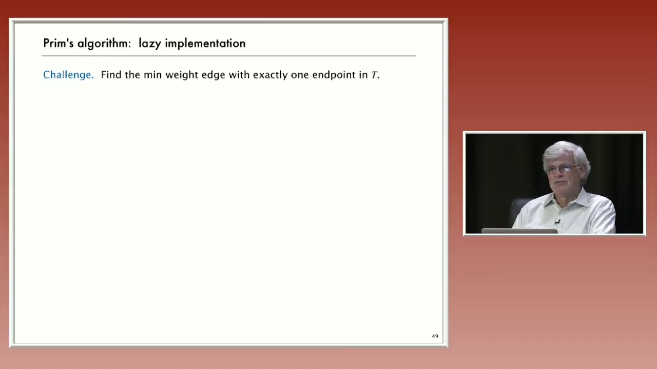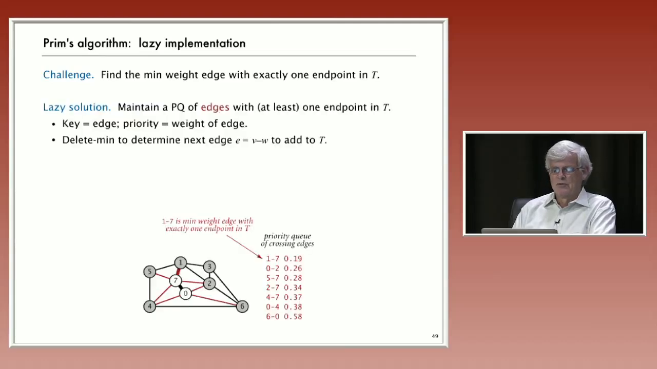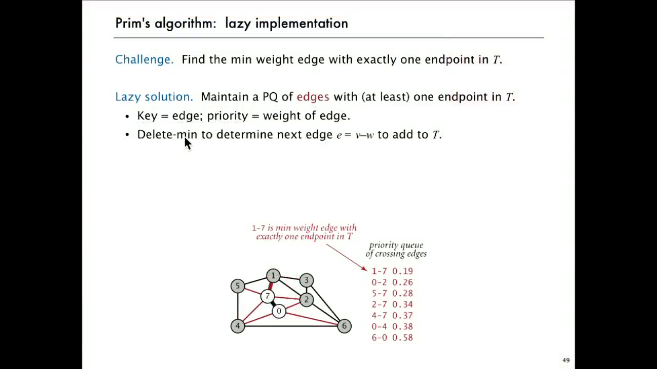So what we need to do is find the minimum weight edge with exactly one endpoint in the tree. So the solution is to make a priority queue of the edges that have at least one endpoint in the tree. And then, using as priority, the key is the edge and the priority is the weight of the edge. And so we're going to use delete min to find the next edge to add to the tree. And then we have to update the priority queue when we consider that edge.